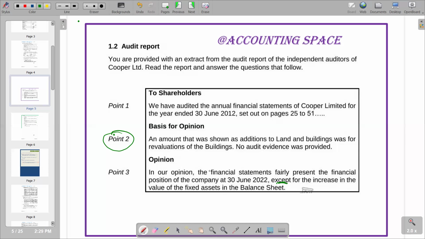But the most important thing is that it shows that the financials are fairly presented with the exception of a specified area. In this case, the exception that we have is the increase in the value of the fixed assets in the balance sheet. So if we have such a scenario, we call it a qualified report. Remember, when it's a clean report, we call it an unqualified report, or there is an unqualified opinion in the report. So basically, that's what we have in terms of a qualified report.